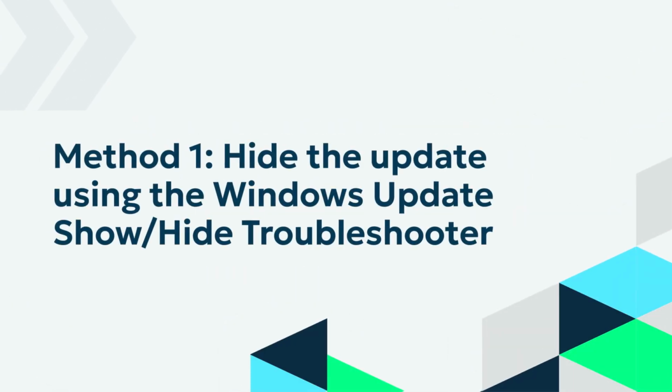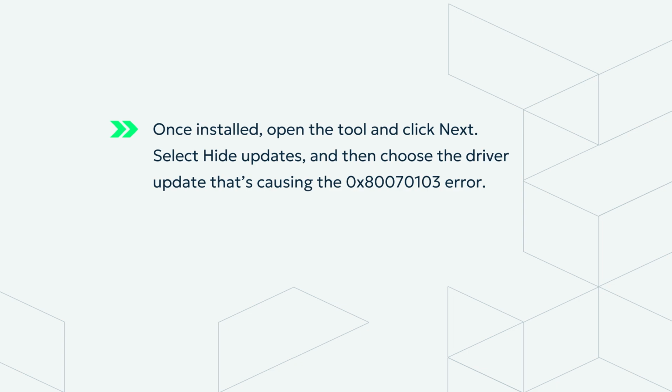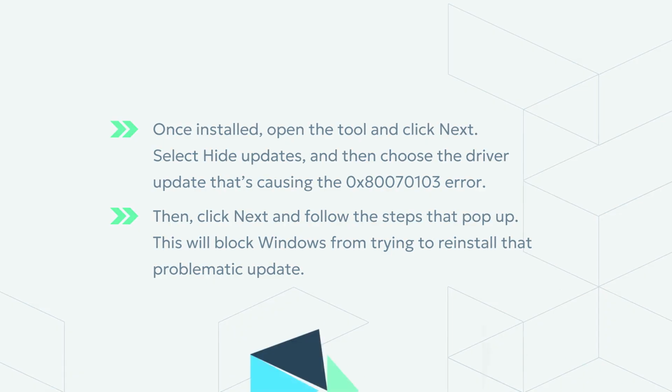Method 1. Hide the update using the Windows Update Show/Hide Troubleshooter. You might need to use the Windows Update Show/Hide Troubleshooter, also called wu-show-hide.diag-cab. This deprecated tool is no longer built into Windows, so you'll have to download it separately. Once installed, open the tool and click Next. Select Hide Updates and then choose the driver update that's causing the 0x80070103 error. Then click Next and follow the steps that pop up. This will block Windows from trying to reinstall that problematic update.